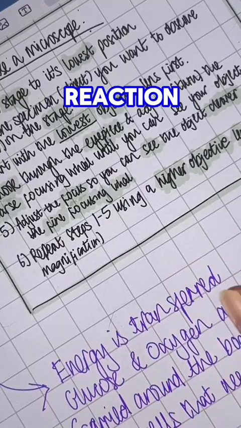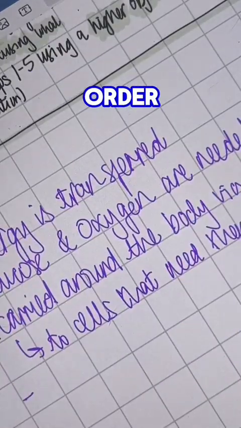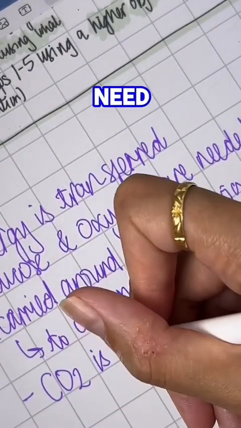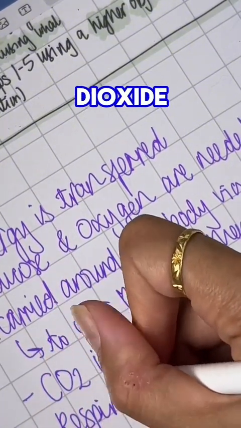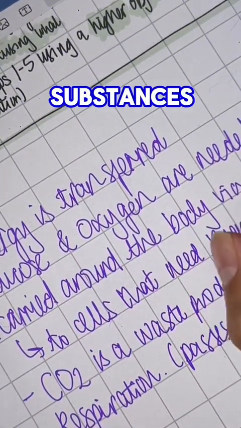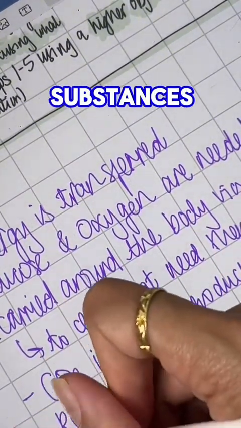Respiration is a chemical reaction that takes place in the mitochondria. In order for respiration to take place, your cells need oxygen and glucose. Respiration also produces a waste product that's called carbon dioxide. Now we obviously need these substances, but we also need to get rid of some of these substances too.